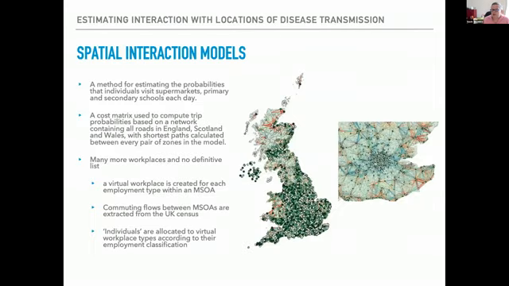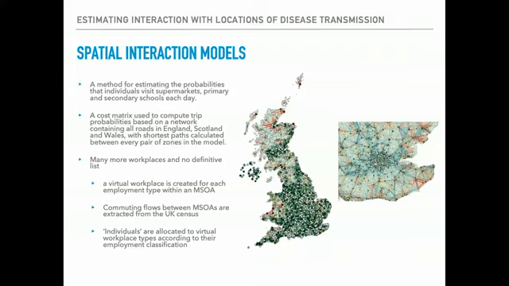The underlying spatial interaction models that give us where people spend their day, which supermarkets they will go to, again draw on another project at the Turing known as Quant. And this gives us a method for estimating the probabilities that individual people in our synthetic population visit supermarkets, primary, secondary schools each day. There's a cost matrix to compute trip probabilities.